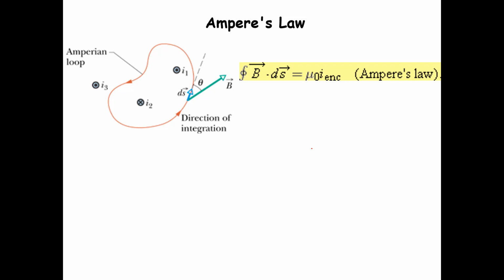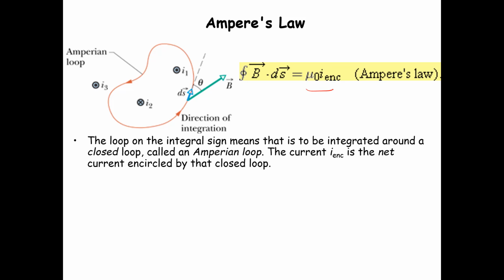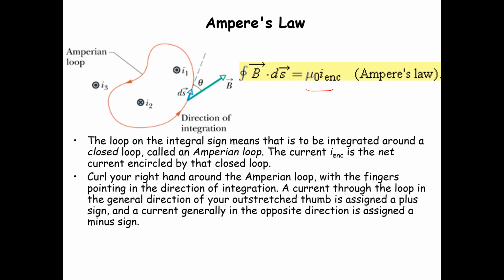So this is Ampere's law. We can find the total current by checking the total magnetic field around the currents, or the closed integral of B ds is equal to mu 0 I enclosed. The loop on the integral sign means that it is to be integrated around a closed loop, called an Amperian loop. The current I enclosed is the net current encircled by that closed loop.